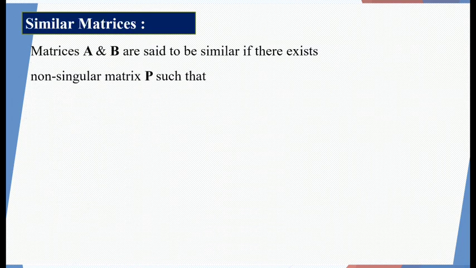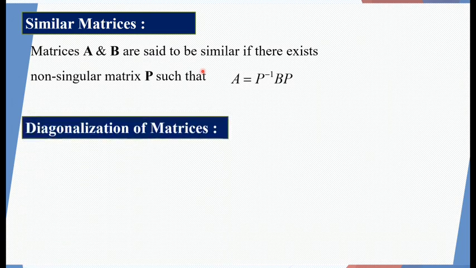Similar matrix. Matrices A and B are said to be similar if there exists a non-singular matrix P such that A equals P inverse BP. Means P and P inverse both are non-singular. P is non-singular, obviously its inverse is also non-singular. So matrices A and B are said to be similar if this condition holds.